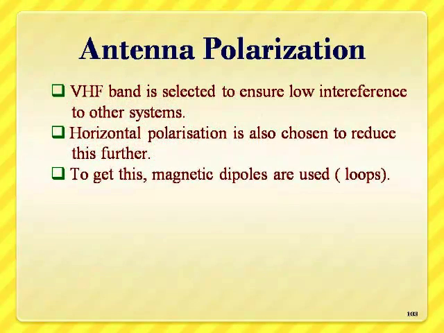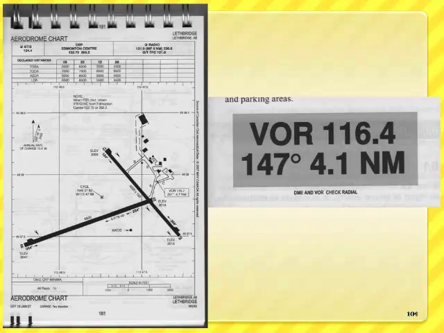What about the antenna polarization? The VHF band is selected to ensure low interference to other systems. Horizontal polarization is also chosen to reduce this further because all other systems operating in this frequency will be using vertical polarization. So, to get this horizontal polarization, we use magnetic dipoles, that is loops. So, a typical VOR antenna output will be shown to the pilot as shown in this diagram.